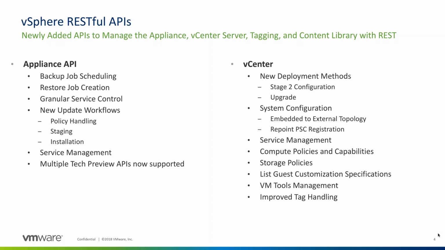Switching over to the vCenter side, some of the cool ones there are the ability to take an appliance that has been deployed and is ready for the stage 2 process, and deploy that by API. So previously your two options were to do it through either the UI or the CLI, but now we've given you a REST API to, once it's ready for stage 2 configuration, roll through that.